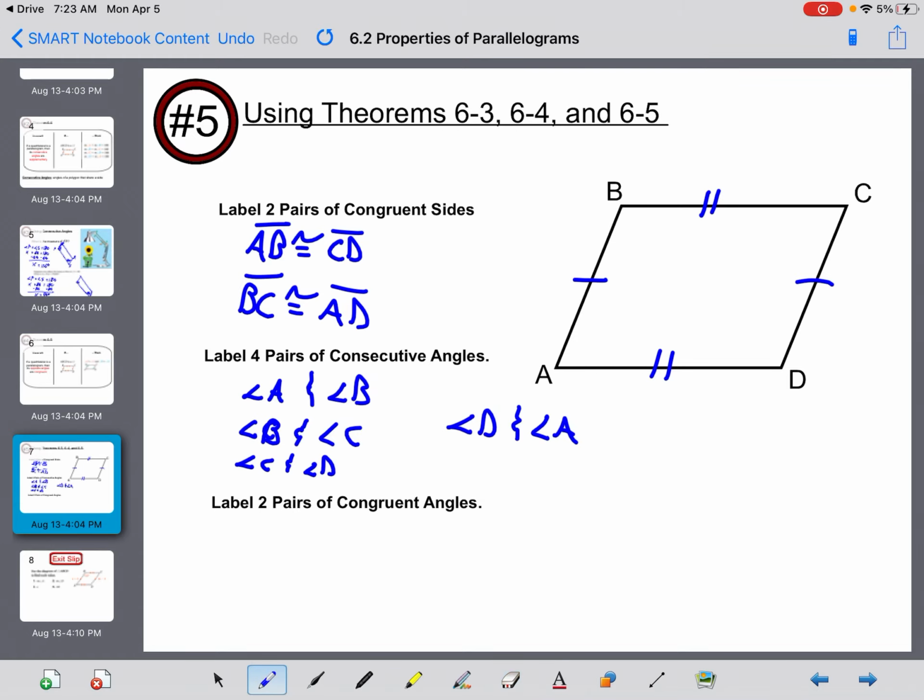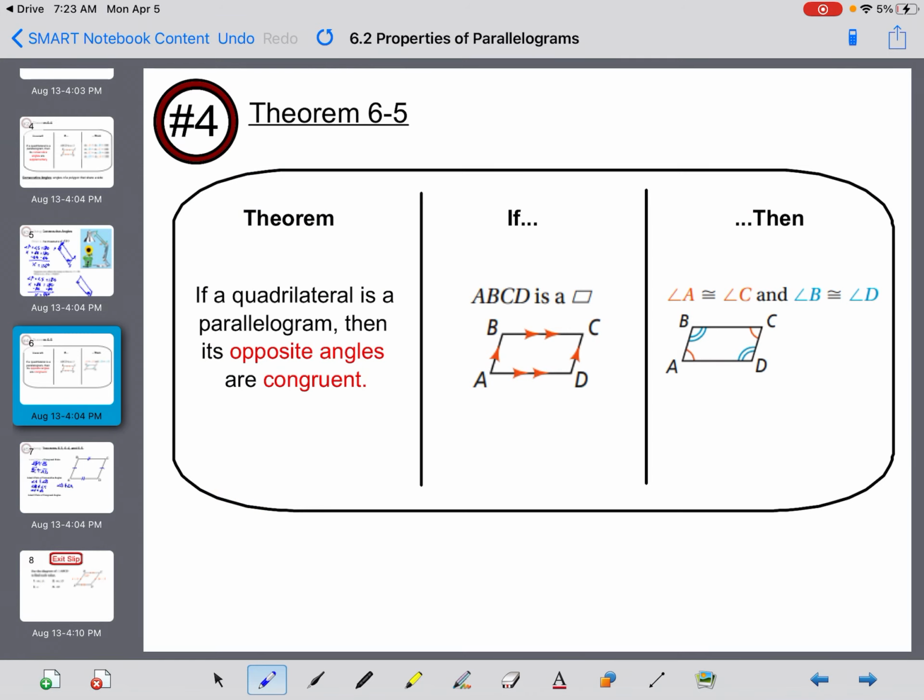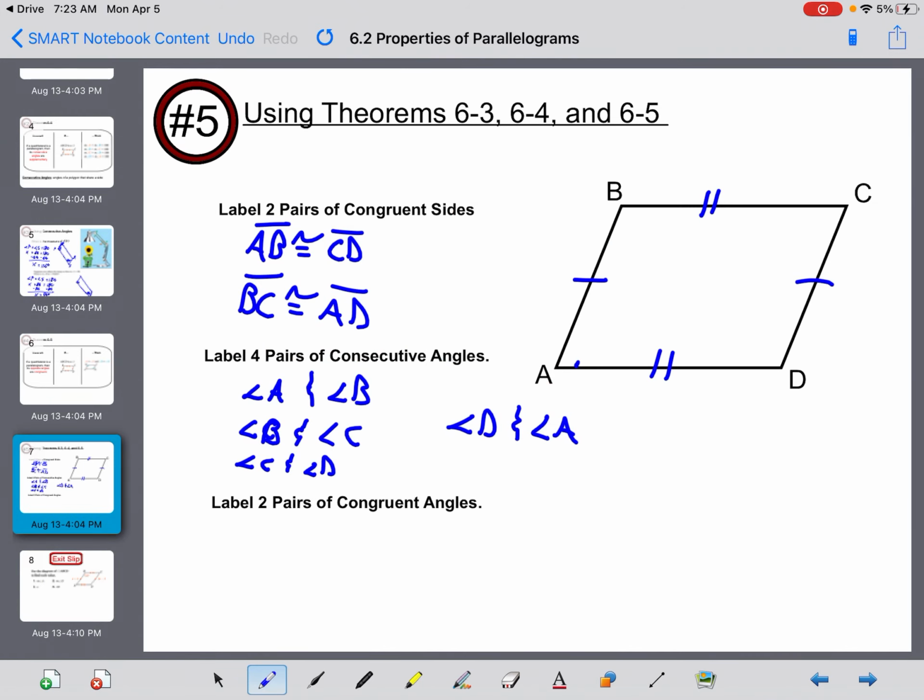Label two pairs of congruent angles. Well, we said that in the last one. Opposite angles are congruent. So angle A must be congruent to angle C. And angle D must be congruent to angle B.